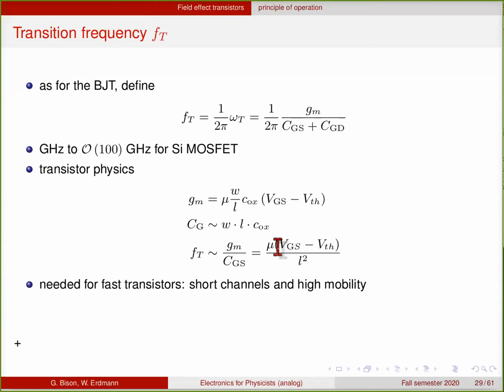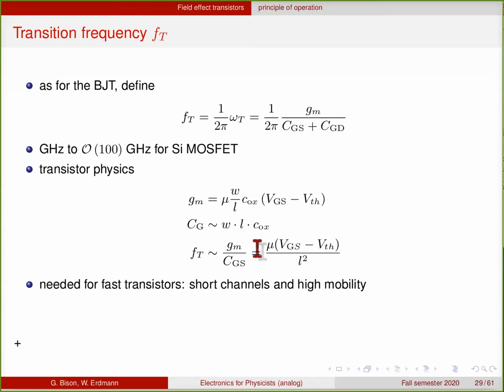So the ratio of the two here, gm over CGS, which dominates, is then mobility times the voltage difference divided by the length squared. So the channel length appears with the square here. So it's clear that if you want fast transistors, you want to have your channel as short as possible. And that's one reason for going to smaller and smaller transistors, of course. On the other hand, you also want a high mobility.